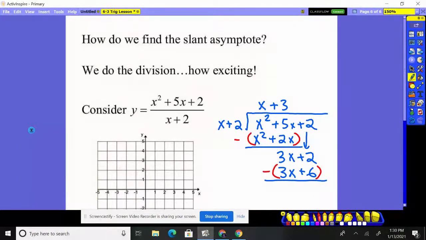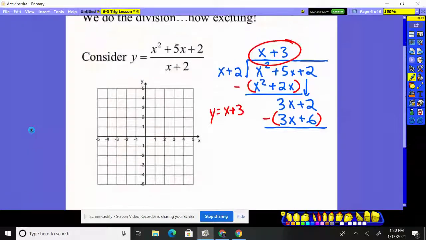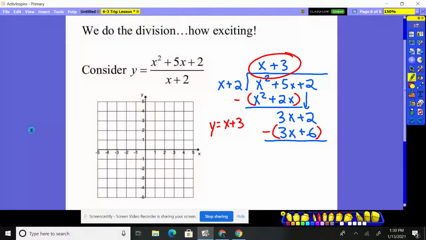Here's the good news. We don't have to worry about the remainder. This right here is all we need. That is where the slant is going to occur. It's going to occur at y equals x plus 3. So if I happen to be graphing this, y equals x plus 3. So there's going to be a slant. Slope of 1, crosses at 3. Up 1 over 1. There's going to be one right in this area. It's going to be a slant asymptote. That's what's going to happen.